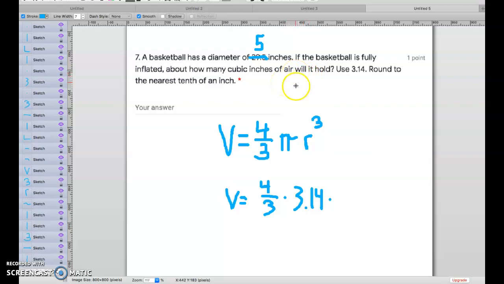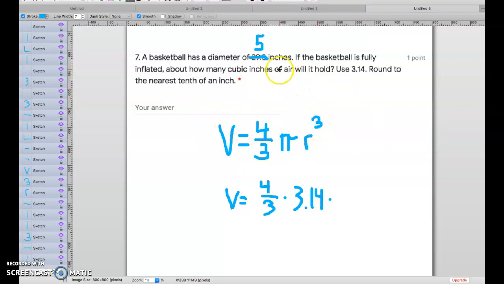the volume of a sphere, because we have a basketball with a diameter of 5 inches, so like a really tiny basketball. If the basketball is fully inflated, about how many cubic inches of air will it hold? So cubic inches, cubic is always our keyword for volume, so we know we're doing volume. This is our formula for the volume of a sphere. V equals 4 over 3 times pi times r cubed.